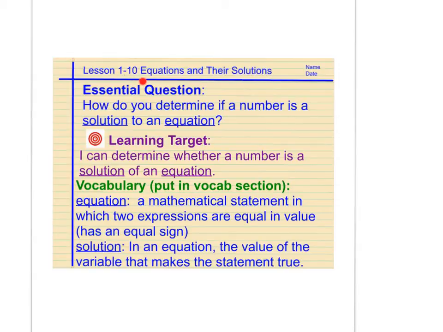Lesson 1-10, Equations and Their Solutions. Make sure you write the title and then your name and the date. A lot of you are forgetting to put the line down the side and the line under the title.